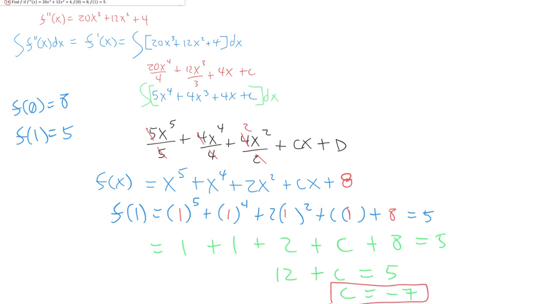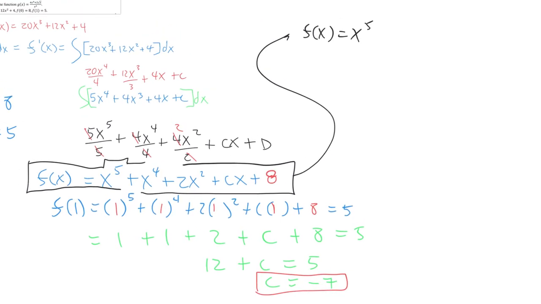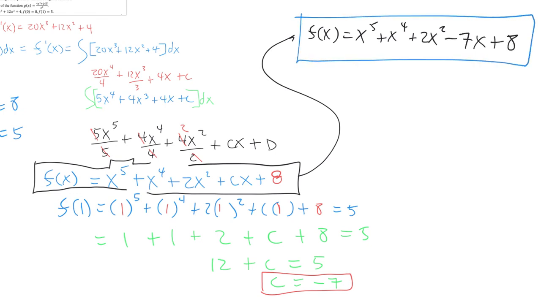So that is what c equals, and therefore we can know for sure that this original f of x function, when you write it in its complete form, is f of x equals x to the fifth plus x to the fourth plus 2x squared minus 7x, because c turned out to be negative 7, plus 8. That should satisfy all the conditions.